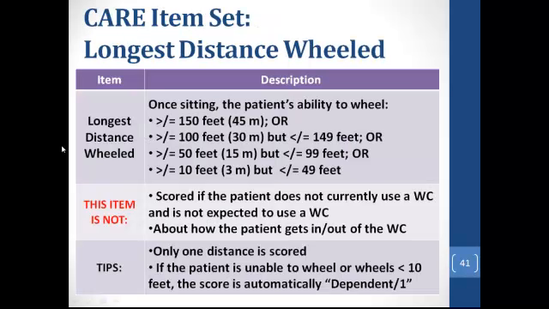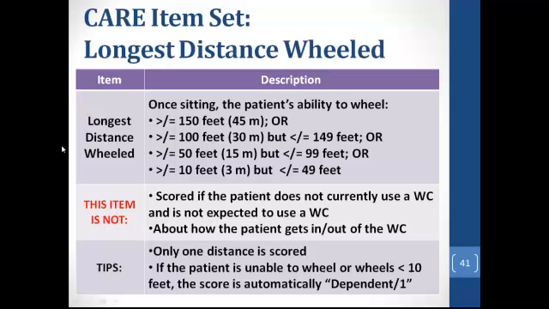The next item is longest distance wheeled. The same clinical analysis should be used with this item that was used with walking. It is defined as, once sitting, the patient's ability to wheel greater than or equal to 150 feet, or greater than or equal to 100 feet but less than or equal to 149 feet, or greater than or equal to 50 feet but less than or equal to 99 feet, or greater than or equal to 10 feet but less than or equal to 49 feet.